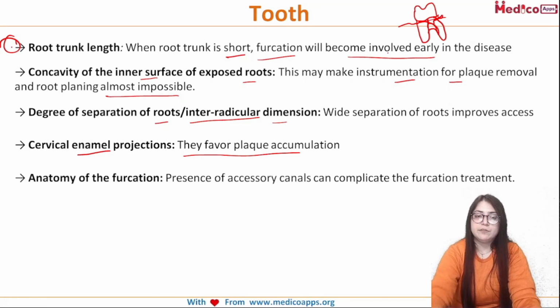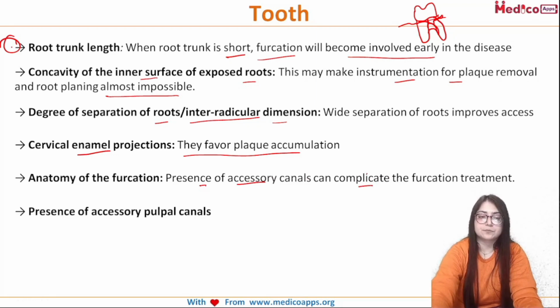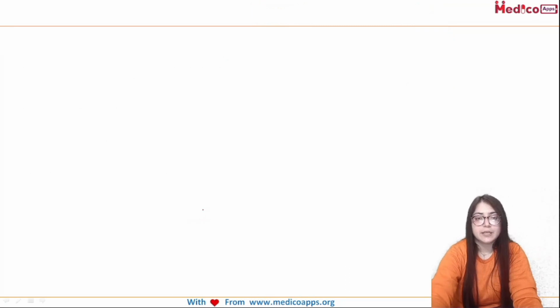Then anatomy of the furcation. The presence of any accessory canals can complicate the furcation treatment. So this is again an important factor. Then the presence of an accessory pulpal canal can also lead to furcation involvement.